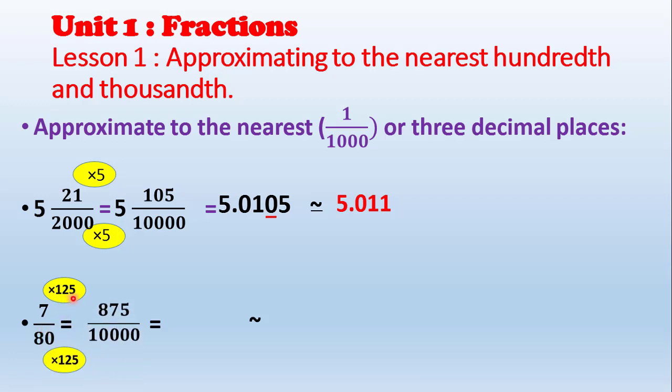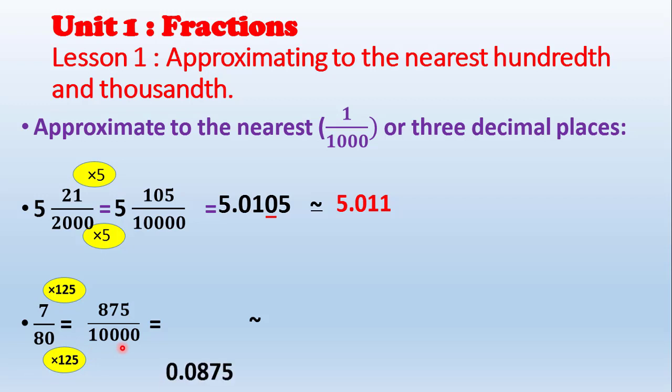7 times 125 equals 875 by the same way. 5 times 7 is 35, 5 carry 3, and 7 times 2 equals 14, and 3 is 17, 7 carry 1. 7 times 1 equals 7 and 1 is 8. Down here we have 80, and I'll put 0. Then we know 8 times 125 equals 1000.